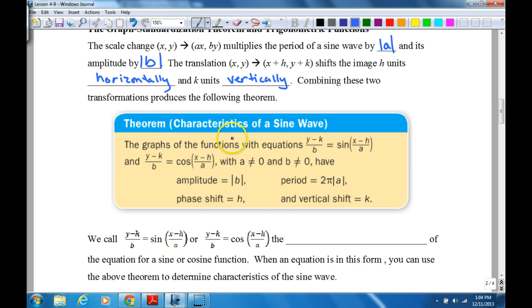Okay, so in general, this little box just tells you everything I just said. If you have something like this, it's saying the amplitude of the sine wave is going to be the B, that's underneath the Y here. The period is 2 pi times the A. The horizontal shift is the H, the vertical shift is the K.